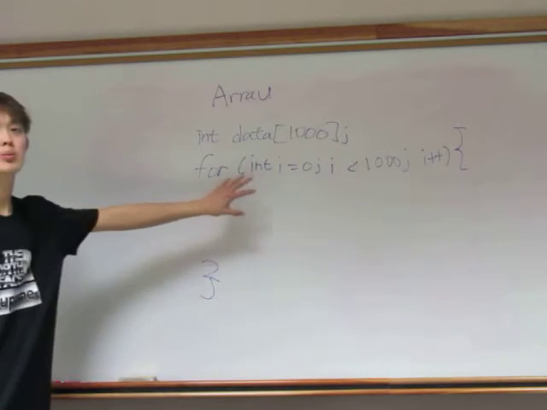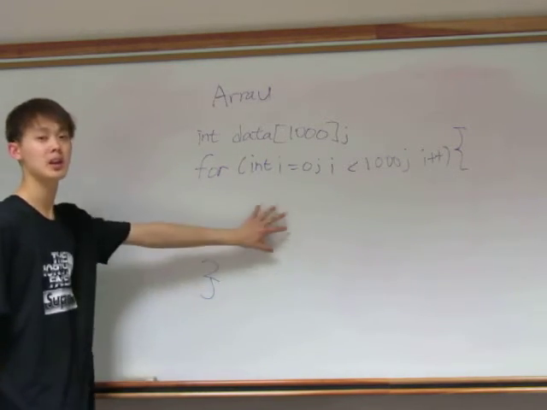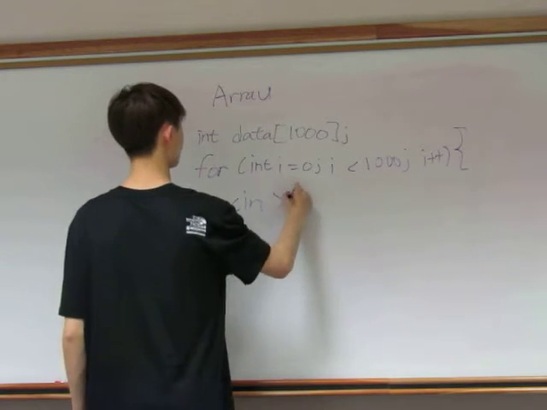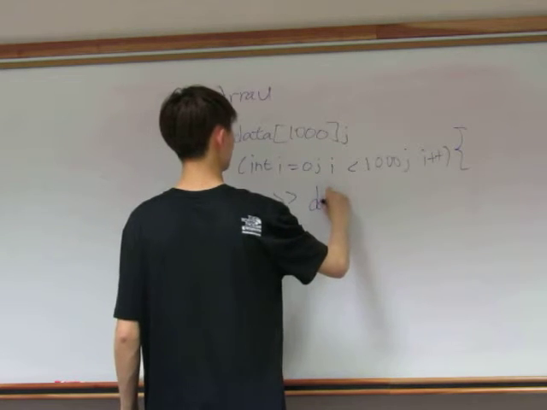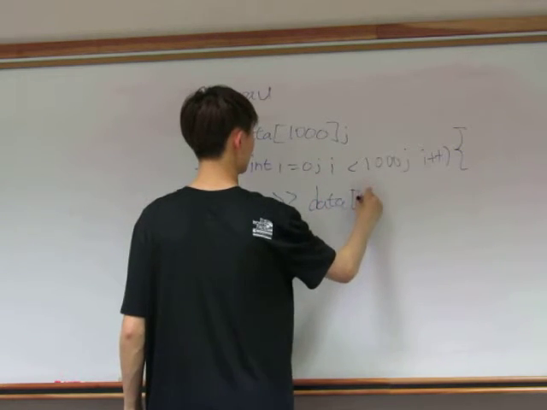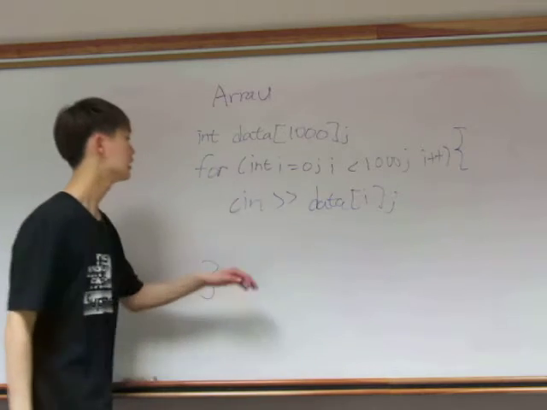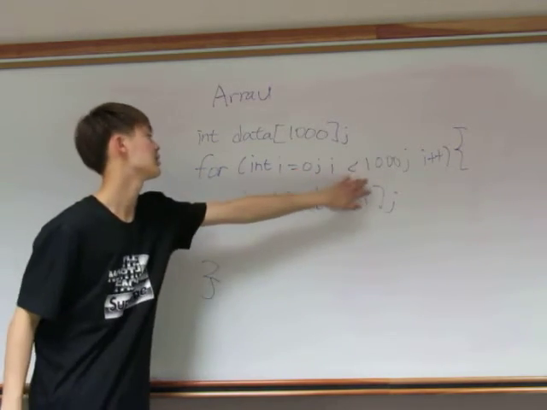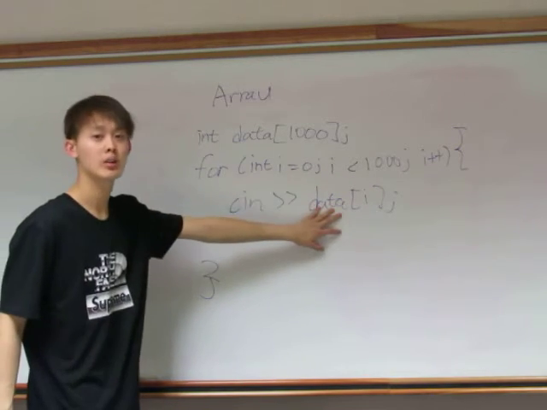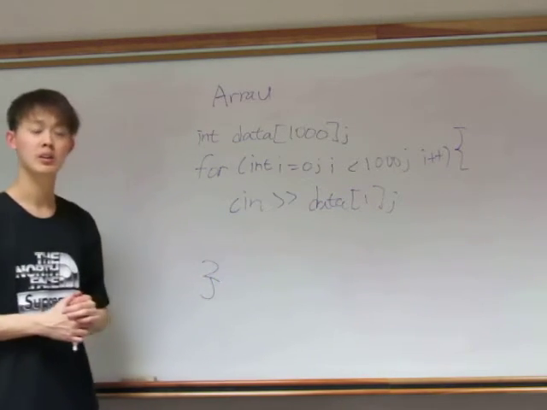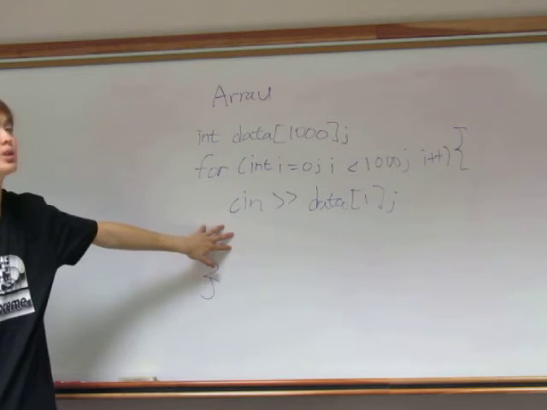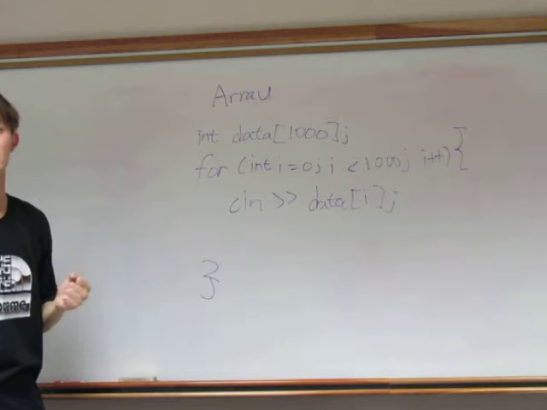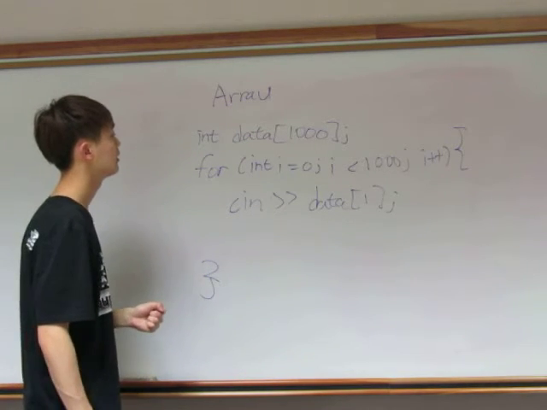This is a for loop looping 1,000 times. Then you would just cin into each individual element inside the array. This would just loop from 0 to 1,000 and cin each data for each element here. After that, you would have the array storing all the heights, and then you can do anything you want with them. So that's basically it.